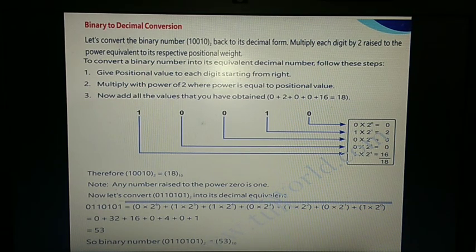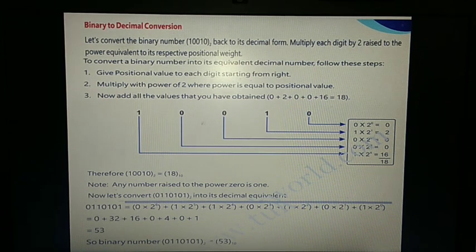Now let us take one more binary number, 0110101 base 2. You are supposed to convert this into its decimal equivalent. Just see over here how it is working.